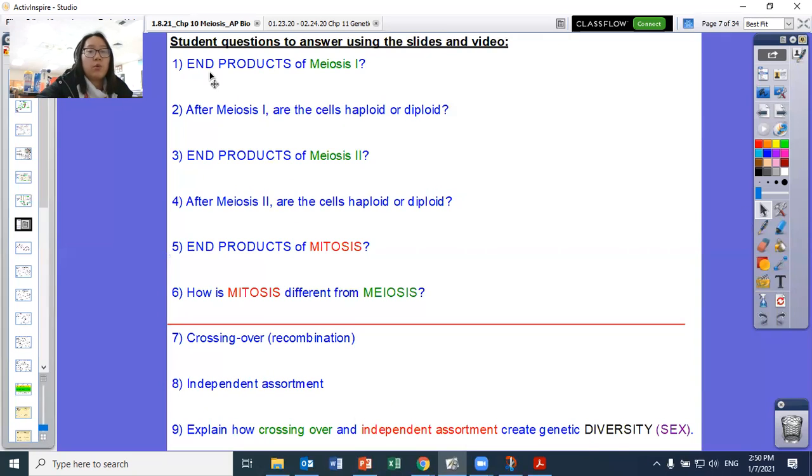The first question is, 1, what are the end products of meiosis 1? 2, after meiosis 1, are cells haploid or diploid? 3, what are the end products of meiosis 2? 4, after meiosis 2, are cells haploid or diploid? 5, what are the end products of mitosis? 6, how is mitosis different from meiosis? I want you to describe what crossing over or recombination is, describe what independent assortment is, and explain how crossing over and independent assortment create genetic diversity.